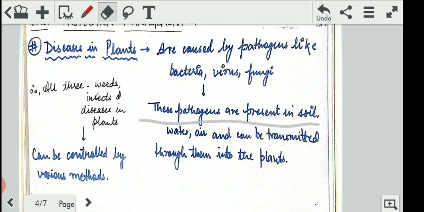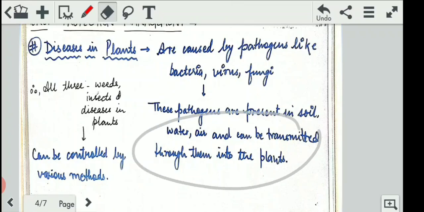These pathogens were basically present in the soil. ये आते कहाँ से हैं? ये already soil में होते हैं, तो water में भी होते हैं, air में भी होते हैं. So when plants take carbon and oxygen from air, hydrogen from water and other nutrients from soil, these pathogens are also transmitted through them into the plants. Finally क्या होता है कि वो जो plants होते हैं, they have variety of these diseases along with the nutrients which they have taken. This is how the diseases in plants prevail.